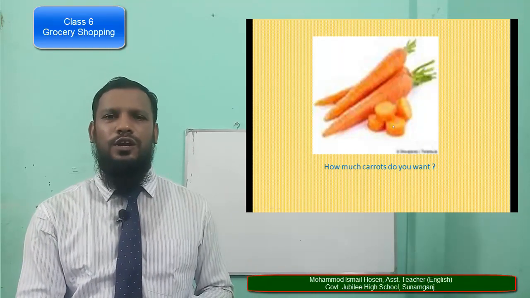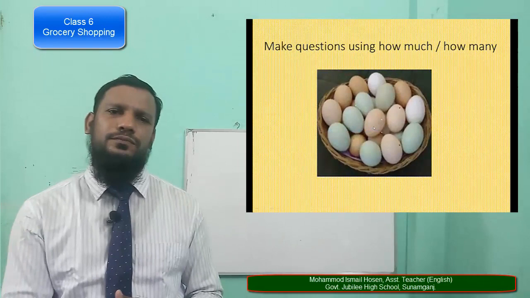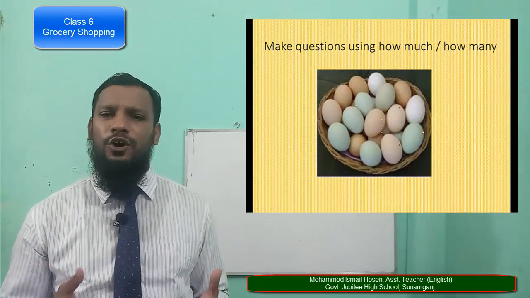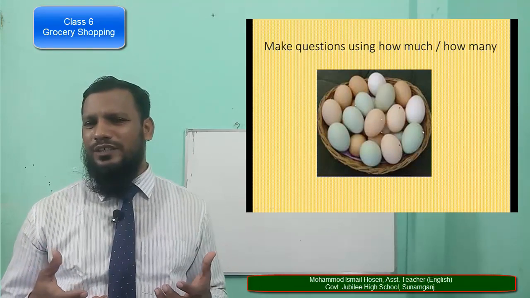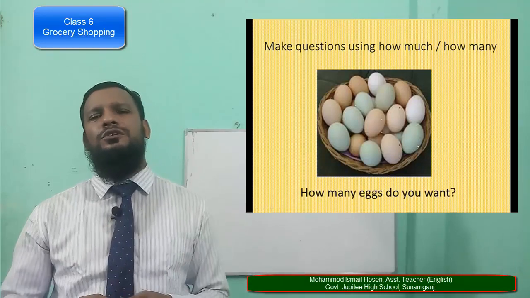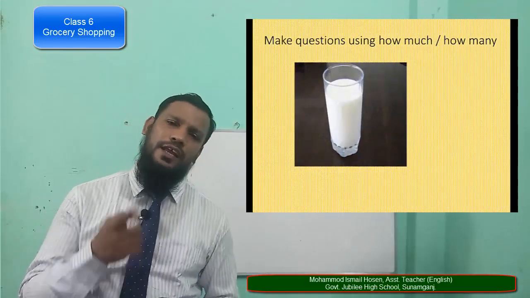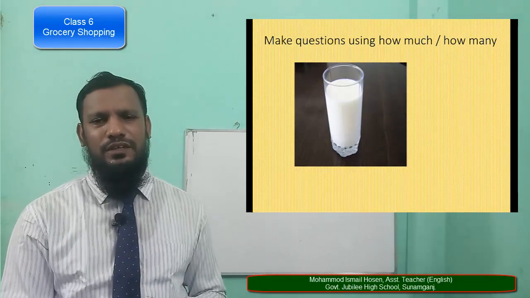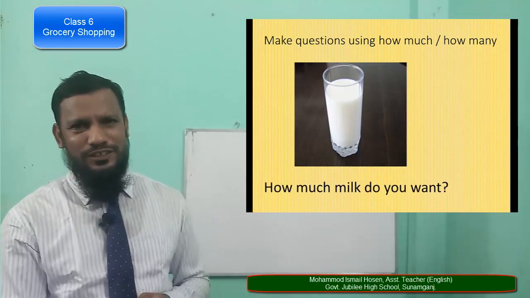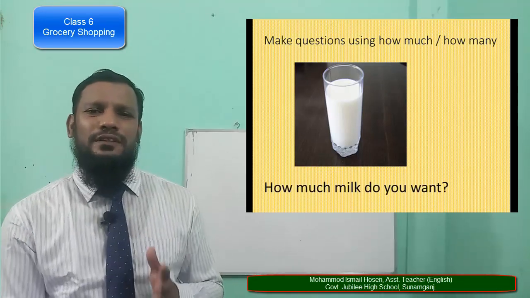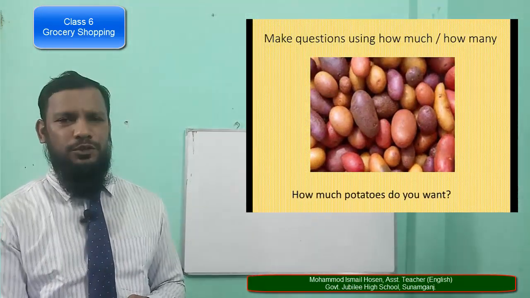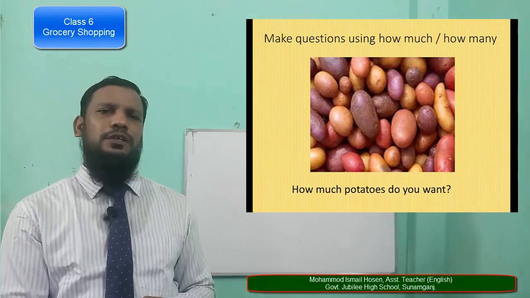Okay, in this way, what will you ask about eggs? How many or how much eggs do you want? Yes, how many eggs do you want? Because eggs are countable. Then milk. Will you ask how many? No, how much milk do you want? Because milk is not countable. Then what about potatoes? Yes, how much potatoes do you want? Because these are also not counted. Then how much.